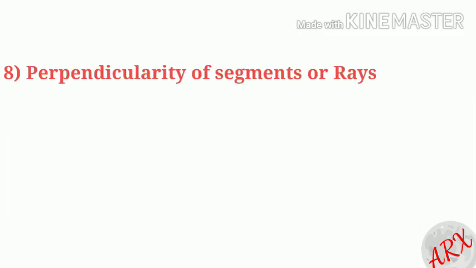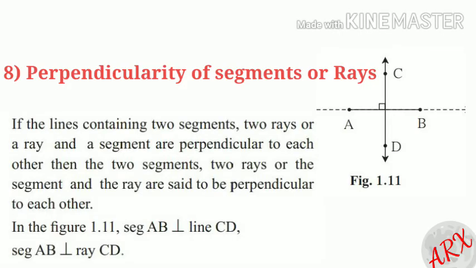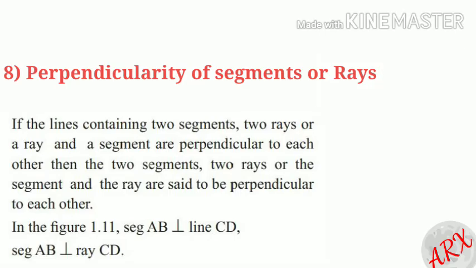Point number 8, perpendicularity of segment or rays. If the line containing two segments, two rays, or a ray and a segment are perpendicular to each other, then they are said to be perpendicular to each other. For example, in the figure, segment AB perpendicular to line CD, or we can say segment AB perpendicular to ray CD.